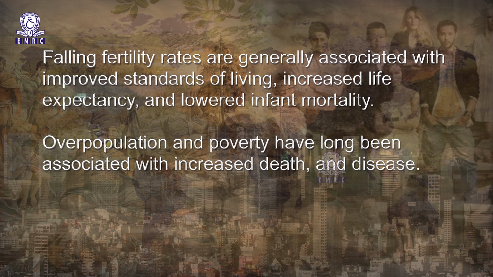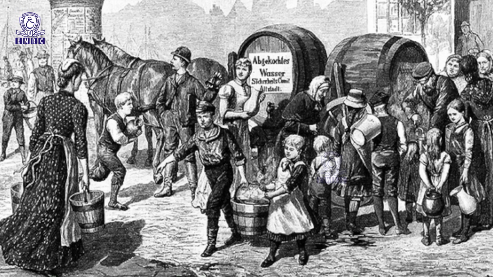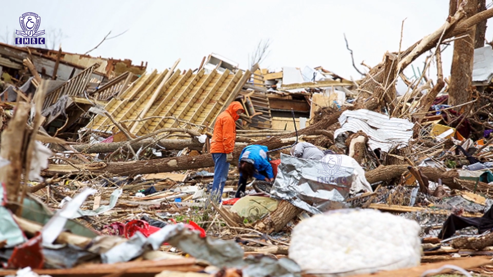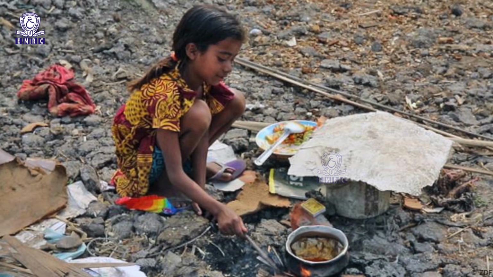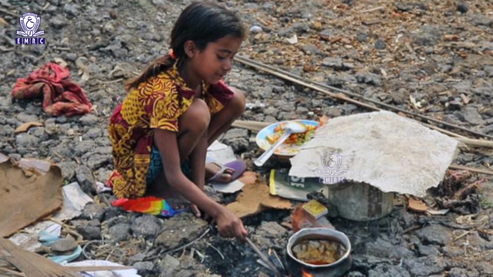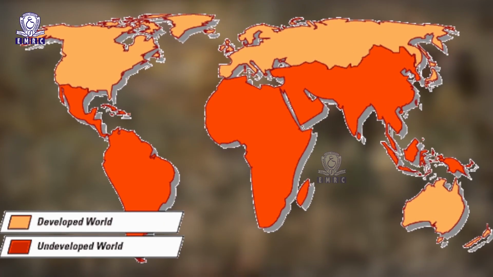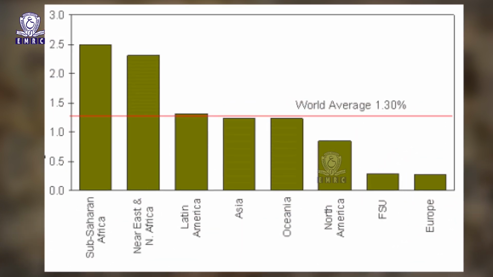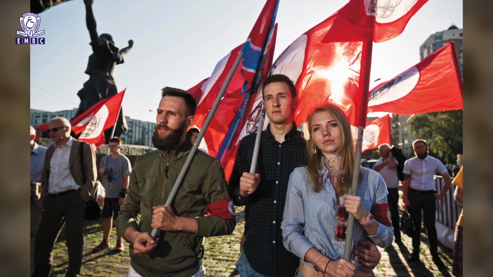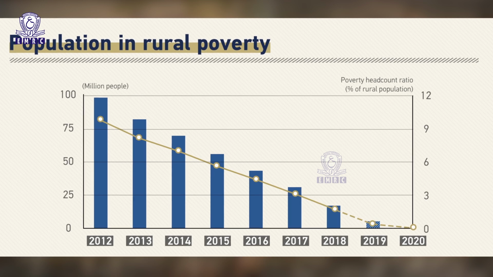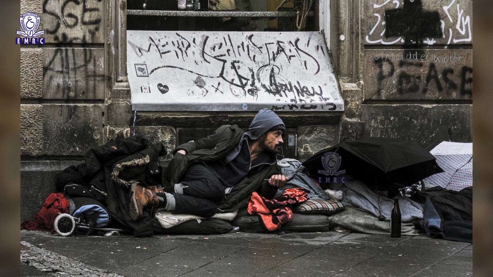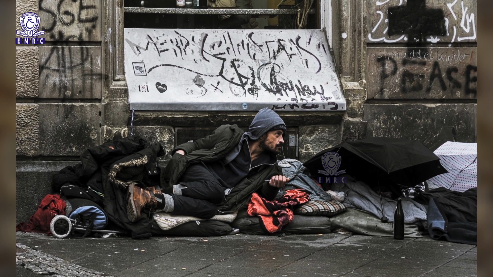Overpopulation and poverty have long been associated with increased death and disease. People tightly packed into unsanitary housing are inordinately vulnerable to natural disasters and health problems. However, most of the world's 1.2 billion desperately poor people live in less developed countries. Poverty exists even in more developed countries. One in 5 Soviet citizens reportedly lives below the country's official poverty line. In the United States, 33 million people, 1 in 8 Americans, are below the official poverty line.